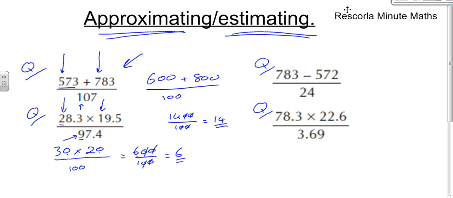So that's what you need to do. You need to round it to the nearest, whatever the first digit's in, that number there. Okay, so pause the video, have a go at the next two questions. And if you've done that, you have a look.